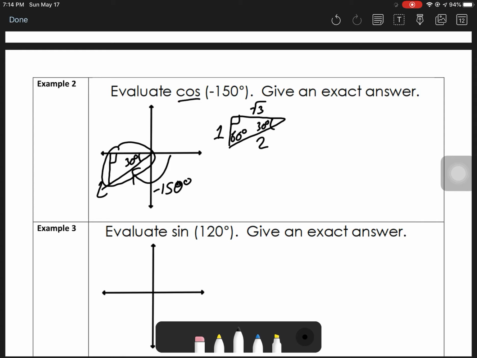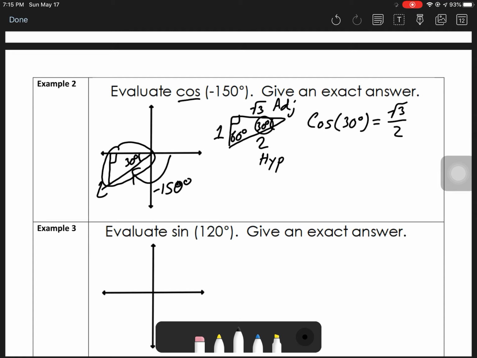We are looking for cosine. So cosine of our 30 degrees is the reference angle. So cosine of 30 degrees, cosine is adjacent over hypotenuse. So this is our adjacent right here, that's square root of 3, and this is the hypotenuse. So it's square root of 3 over 2. Now, if we were looking for the cosine of 30, that'd be our answer right there, we're done. But we are looking for the cosine of negative 150 using the reference angle of 30.